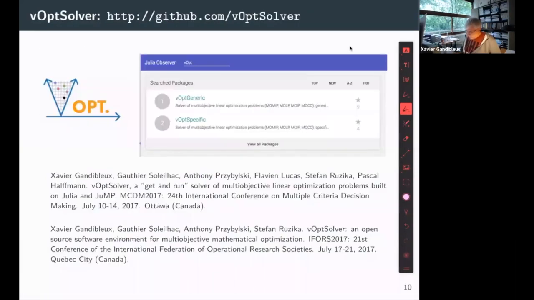To summarize, this is the address for vOptSolver, the two packages vOpt generic and vOpt specific, and the reference where vOptSolver has already been discussed in the past.